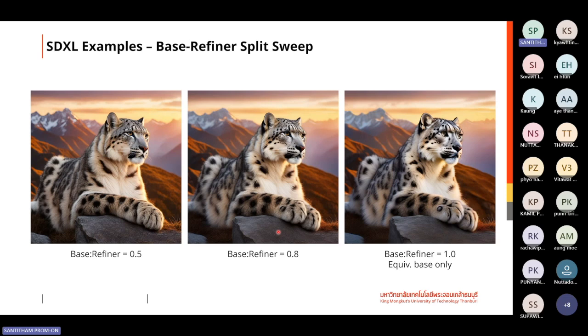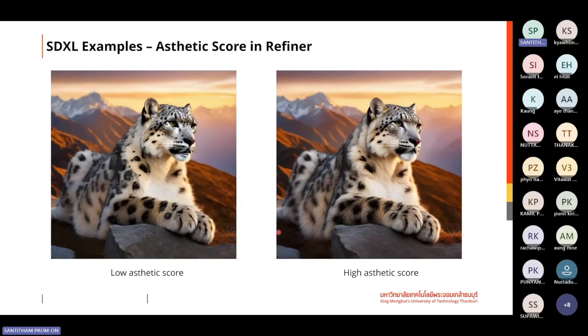The final latent partly will come from the base and partly will come from the refiner, and then add together to form the final latent. SDXL also allows you to get one with high and low aesthetic score. This is the result of the low aesthetic score, very bad image, and high aesthetic score, which gives you very cool, fluffy fur there.